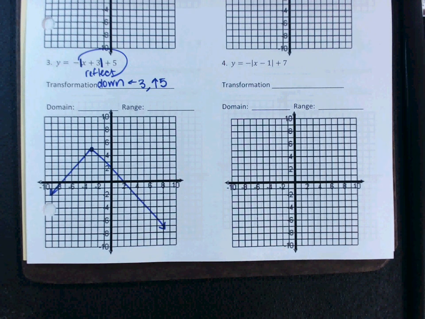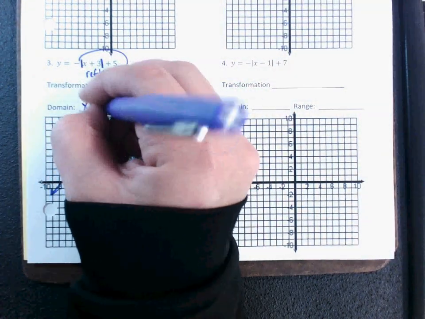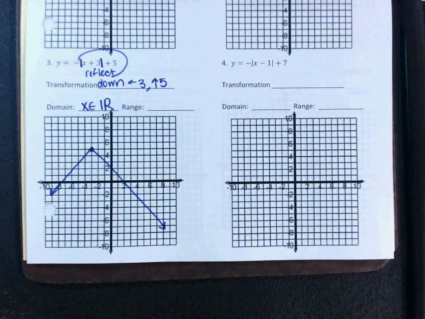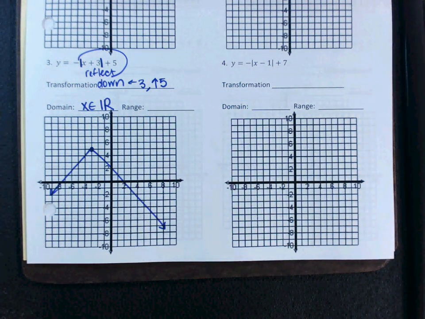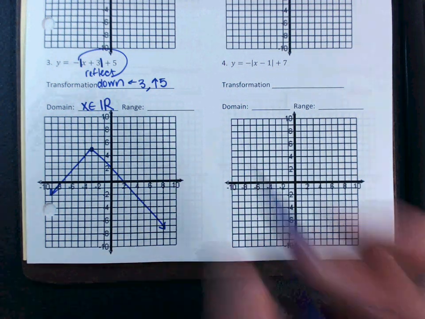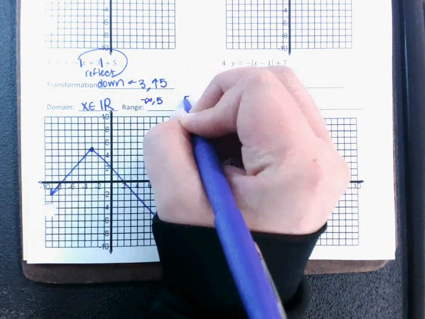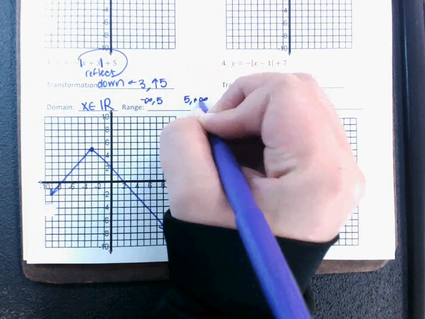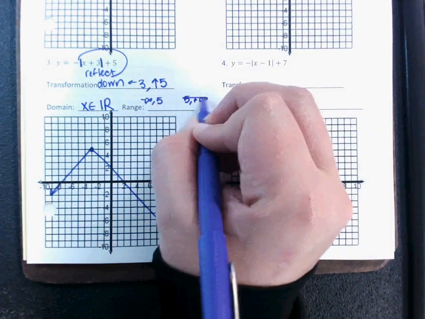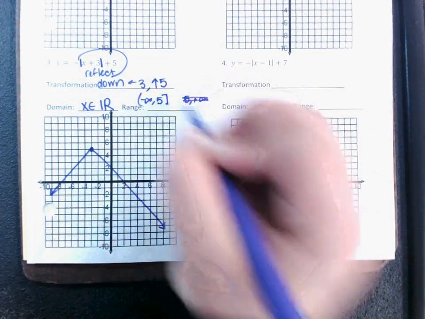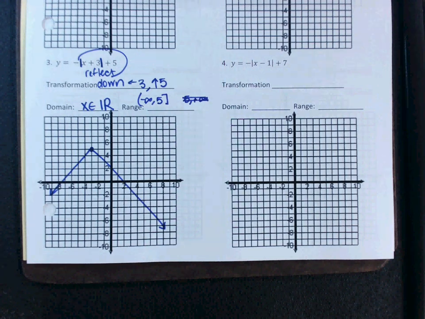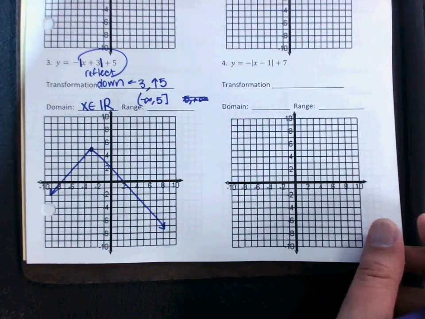Okay, domain, what would it be? All real numbers, good job. Remember x within all real numbers? And then the range, make sure you put it in order. Which of these is right? Negative infinity to 5 or 5 to negative infinity? Correct. Okay, you do have to put them in order. Also, it should be a closed bracket on 5 because it wasn't an asymptote, right? Okay, turn the page, please.